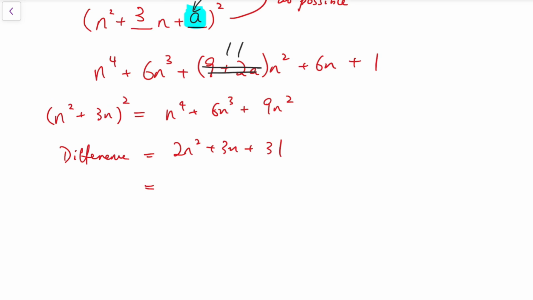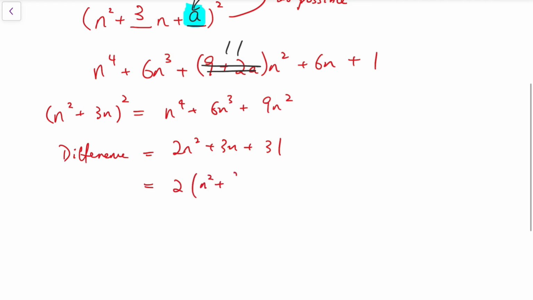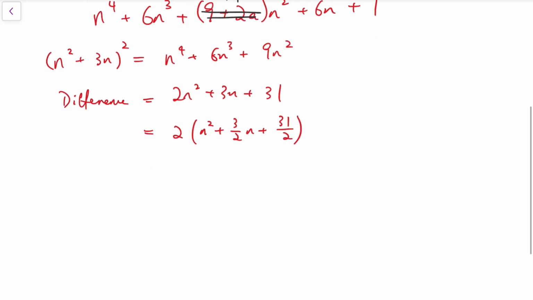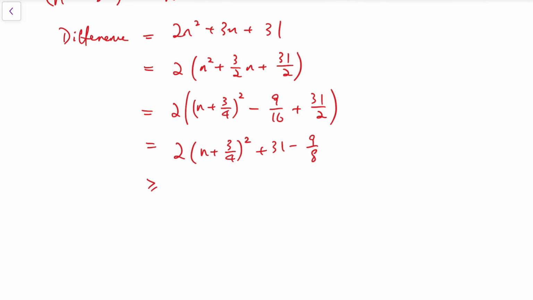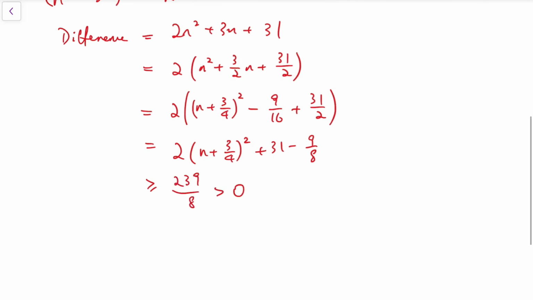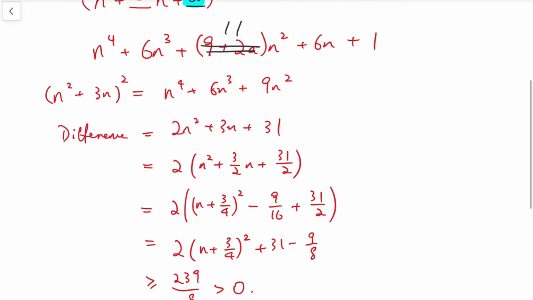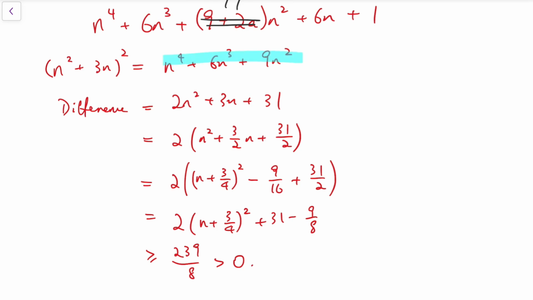And no matter n is positive or negative, it seems it will always be positive, because if we try to complete the squares, we have 2 times n plus 3/4 all squared minus 9/16, plus 31/2. So simplifying, we have 2 times n plus 3/4 all squared plus 31 minus 9/8. So the difference would be at least 239/8, and that's positive. So these calculations tell us that no matter what value n takes, the given quartic is always larger than n squared plus 3n all squared.